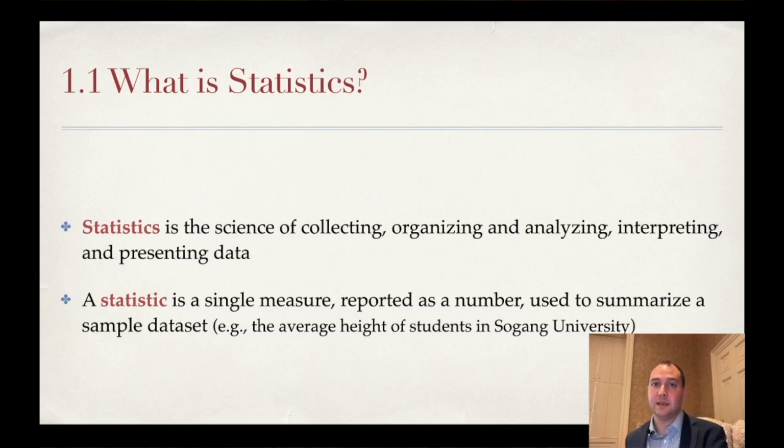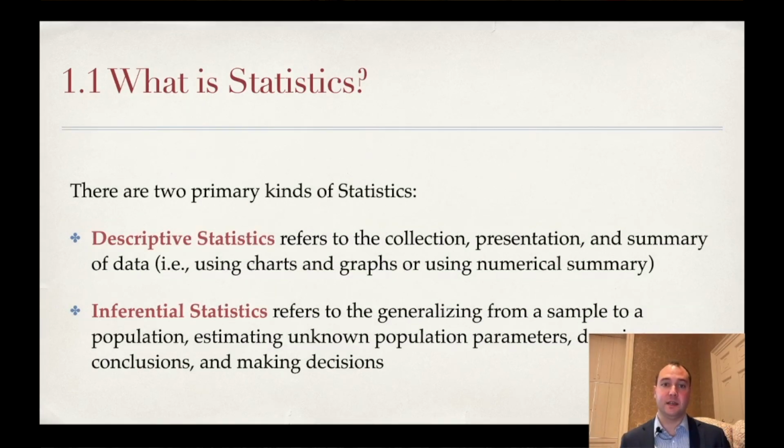A statistic is a single number that summarizes some data. For example, the average height. There are two primary kinds of statistics. Statistics, the field of study, is capitalized to show that it's a field of study. So there's two different types.